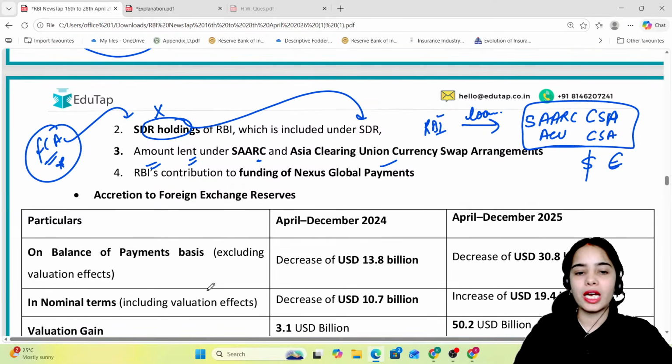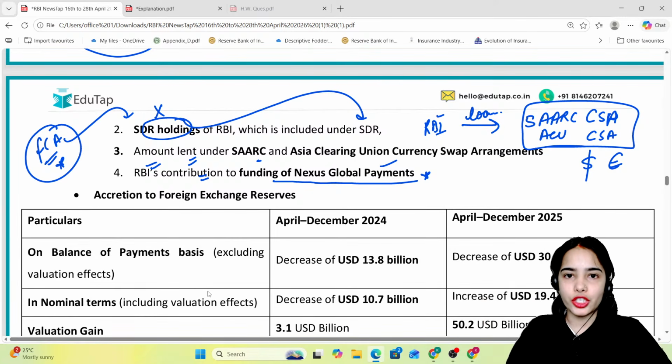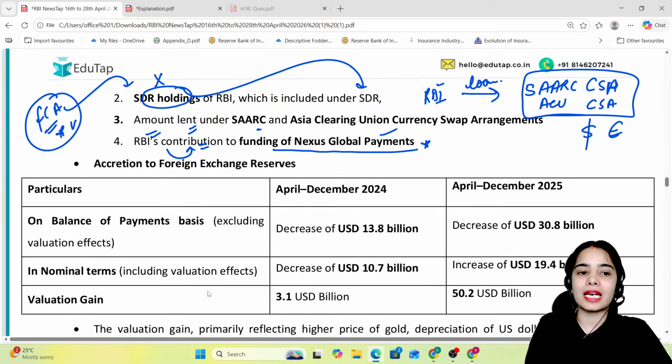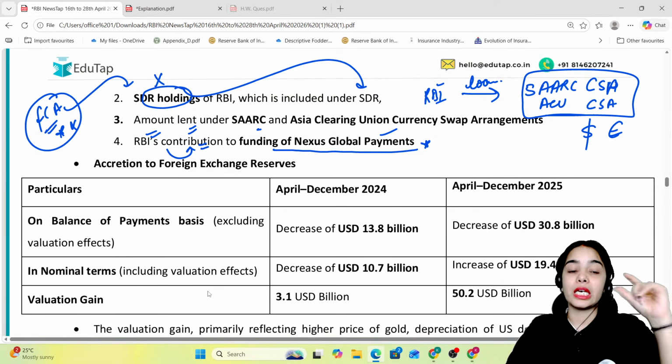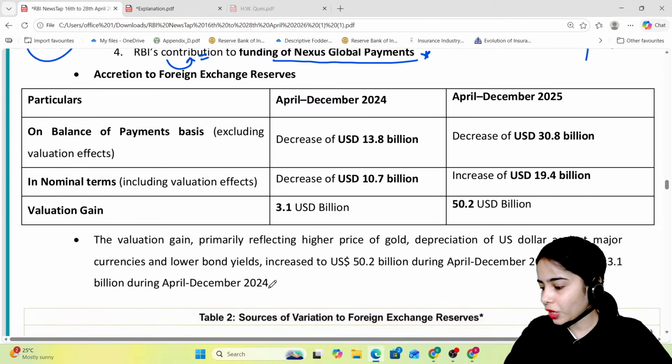RBI's contribution to funding of Nexus Global Payments. To make global payments faster, there is the Nexus Global Payments initiative going on, and the RBI is funding this initiative. RBI is one of the entities that is funding the Nexus Global Payments. Okay, so RBI's contribution to the funding of Nexus Global Payments has to be excluded from the FCA. Very important to remember.